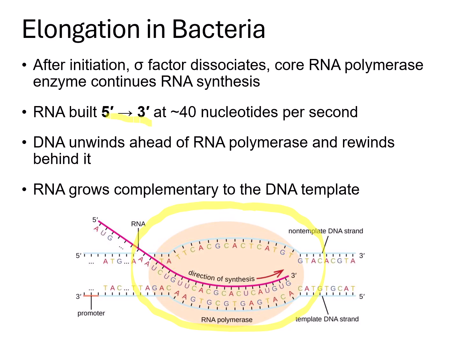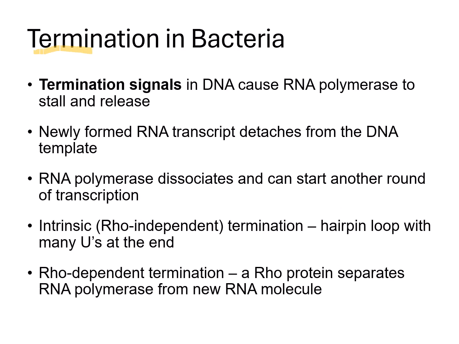And this will happen at around 40 nucleotides per second. That's the rate. As RNA polymerase moves forward, DNA is going to unwind ahead and reform those hydrogen bonds behind. So termination is when transcription ends, and transcription ends when RNA polymerase encounters termination signals in the DNA.